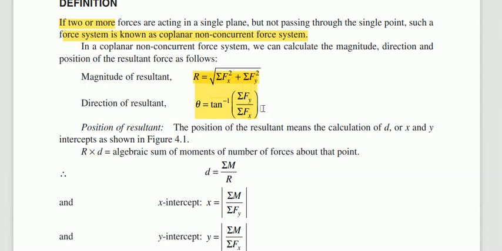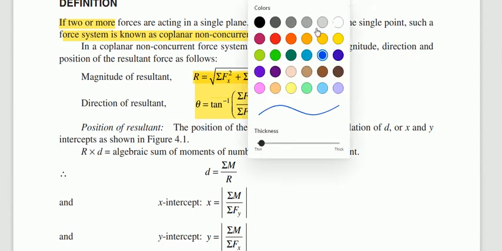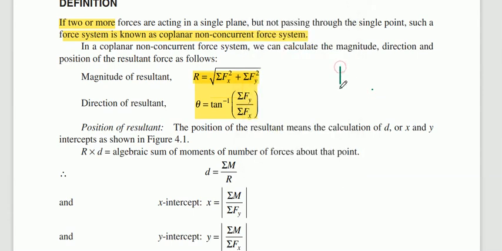But in order to find the position of the resultant from the x and y axes, if any number of forces are given, you need to find the position of the resultant. How much is the distance of the resultant from the x axis, and what is the distance from the y axis? Mention any particular point; that is the x intercept and y intercept you need to find out. So what does x intercept mean? It is the distance of the resultant from the required point on the x axis, and similarly on the y axis.